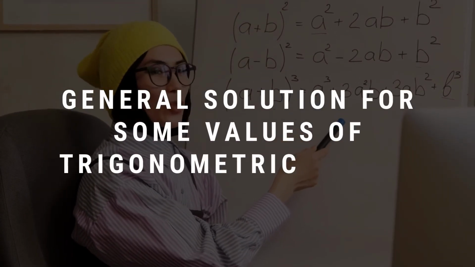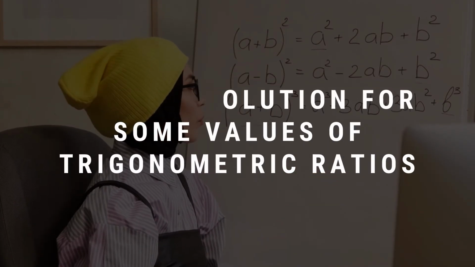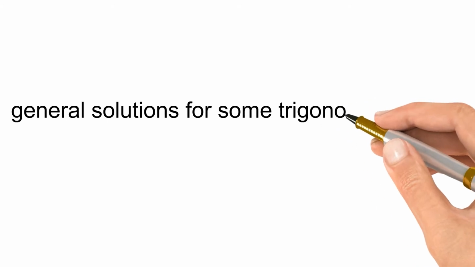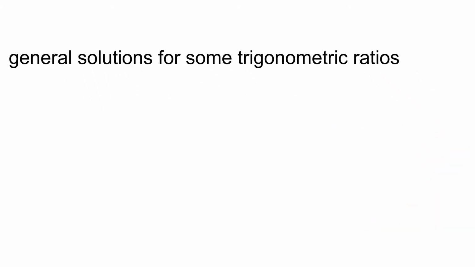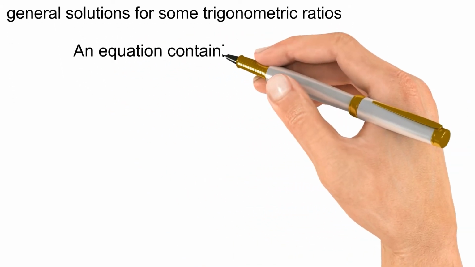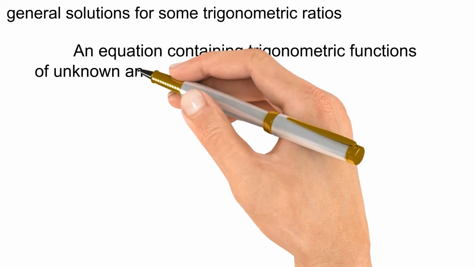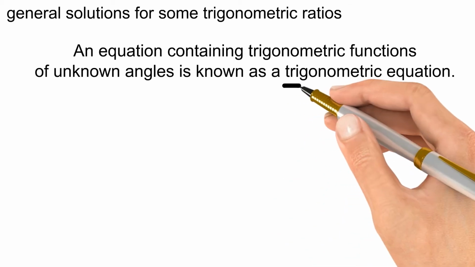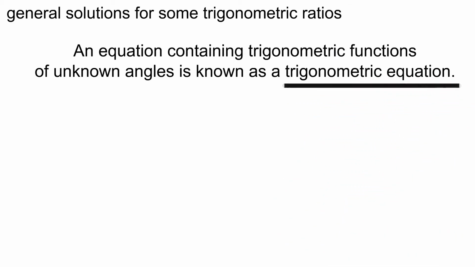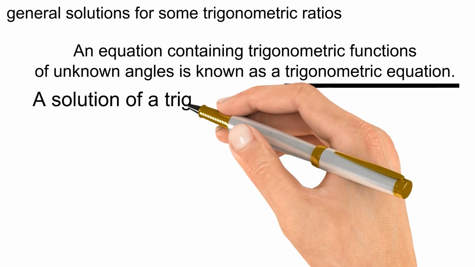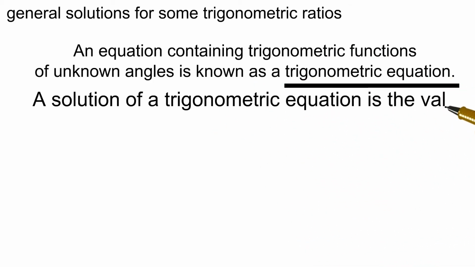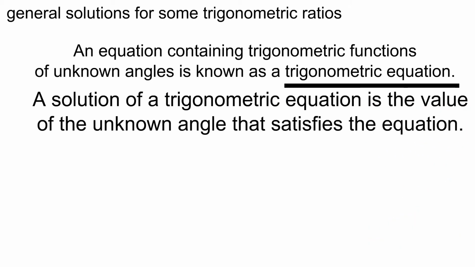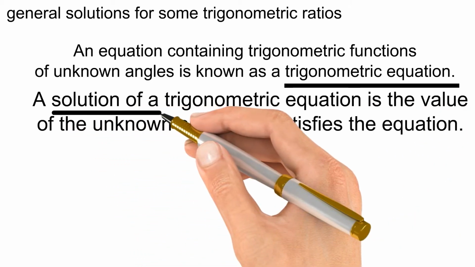Now let's talk about the general solution for some values of trigonometric ratios. First, an equation containing trigonometric functions of unknown angles is known as a trigonometric equation. So this was the definition for trigonometric equation. Next, a solution of a trigonometric equation is the value of the unknown angles that satisfies the equation. This is the definition for the solution of a trigonometric equation.